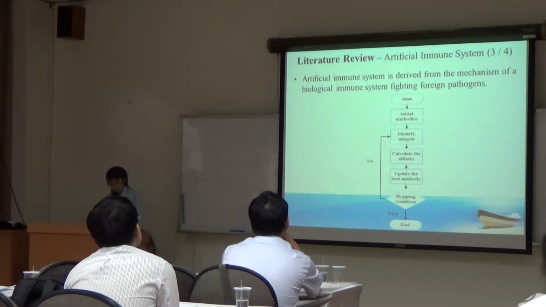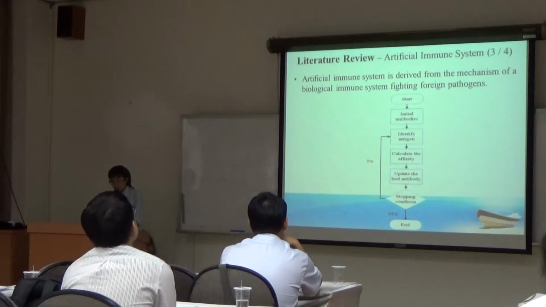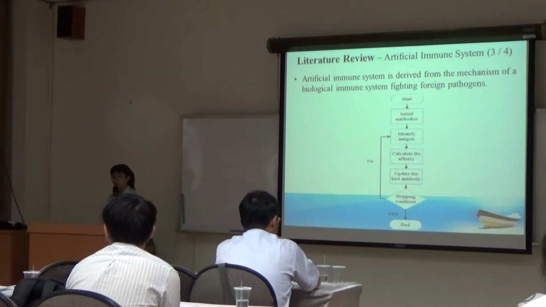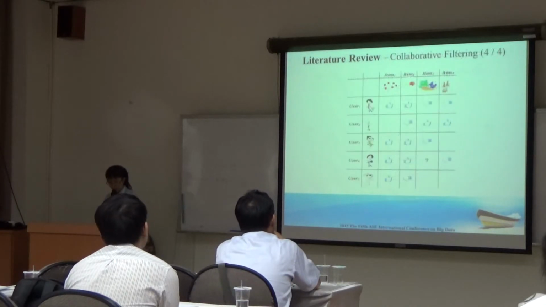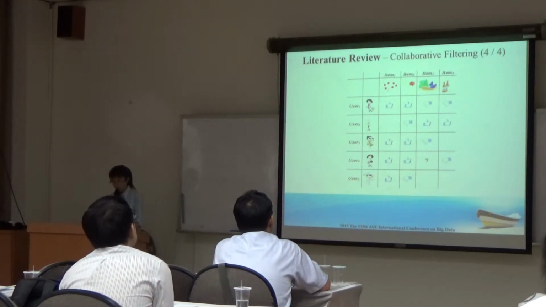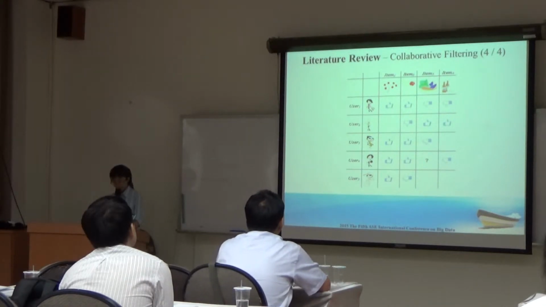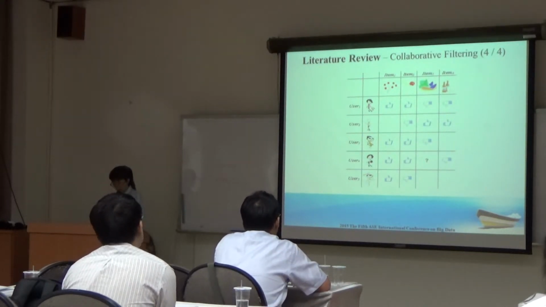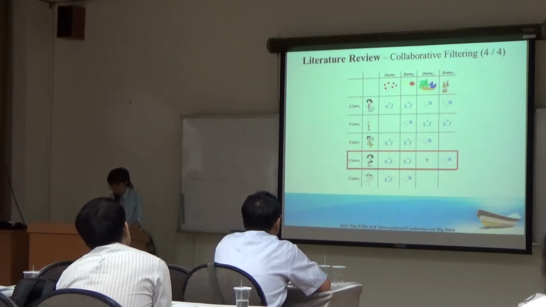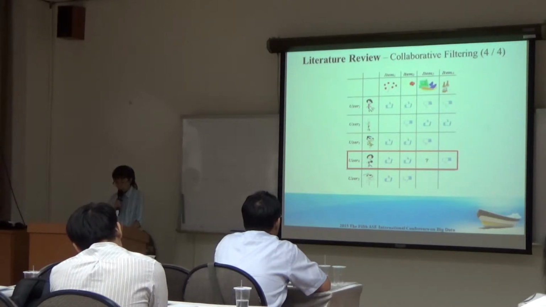AIS is also used in collaborative filtering, and its advantage lies in data reduction. Collaborative filtering is used for some recommendation systems. For example, we want to guess whether the user likes item 3 or not.